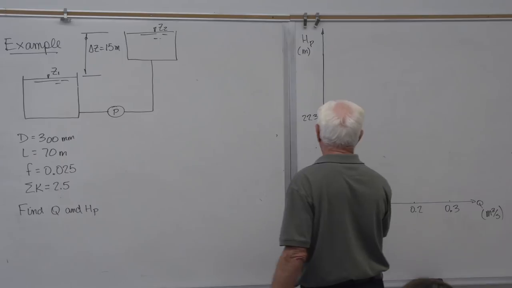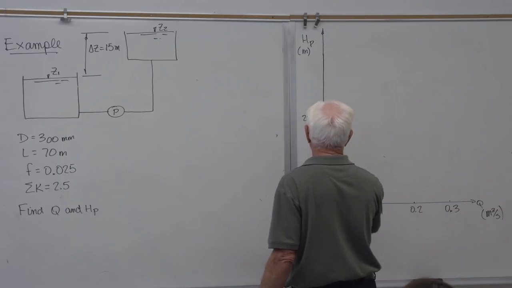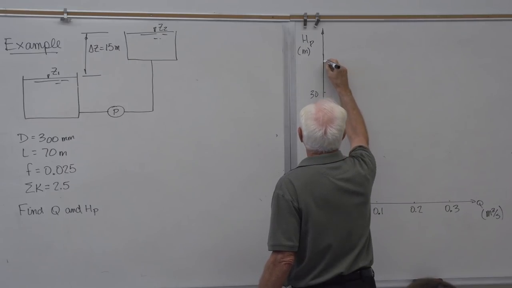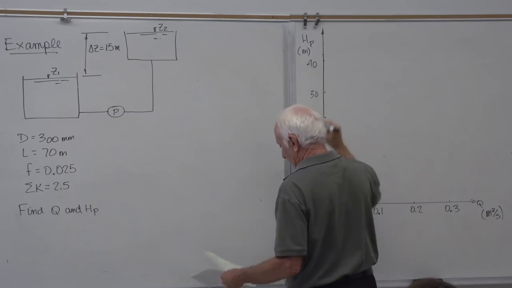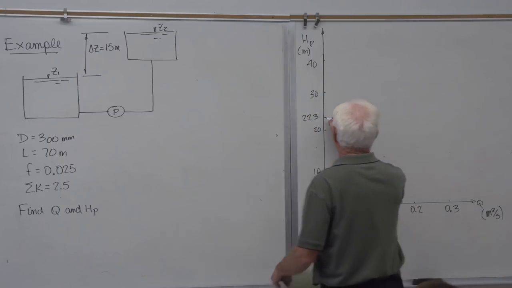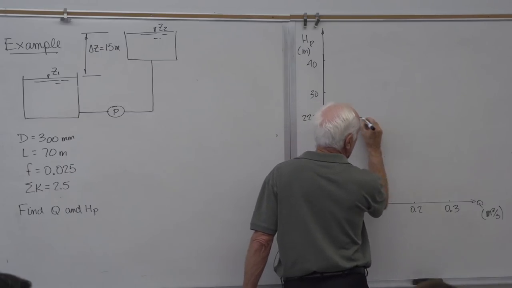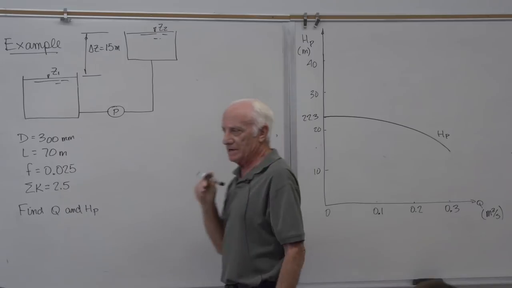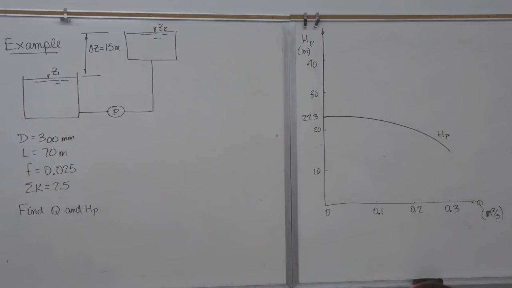Here's 10, here's 20, here's 30, 40, and so on. This is given to you by the manufacturer of the pump. That's the pump head curve as a function of Q.